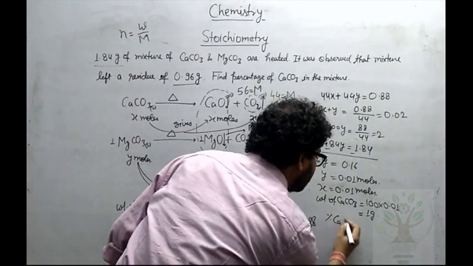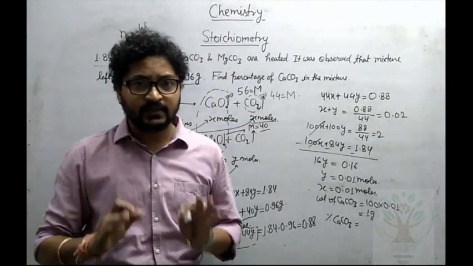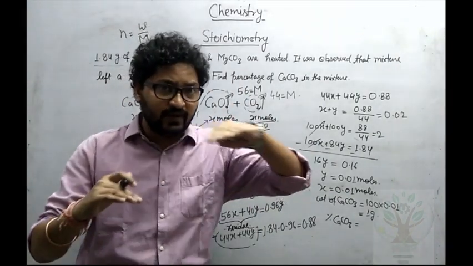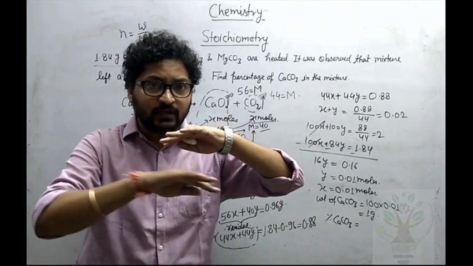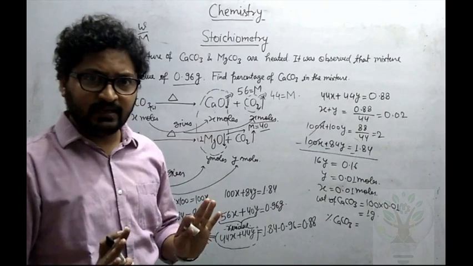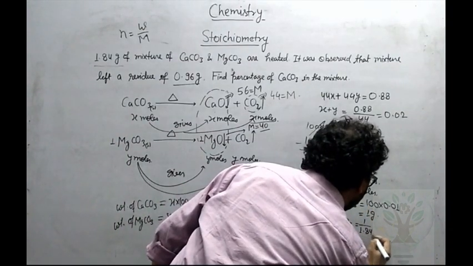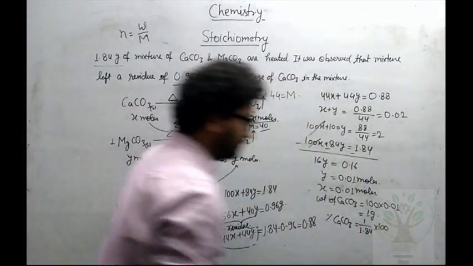Now, the percentage of CaCO3. How will I find the percentage of CaCO3? The percentage formula for CaCO3 will be the weight of CaCO3 upon the total weight of the mixture multiplied by 100. Do you know this much? Good. Now, 1 upon 1.84 multiplied by 100.